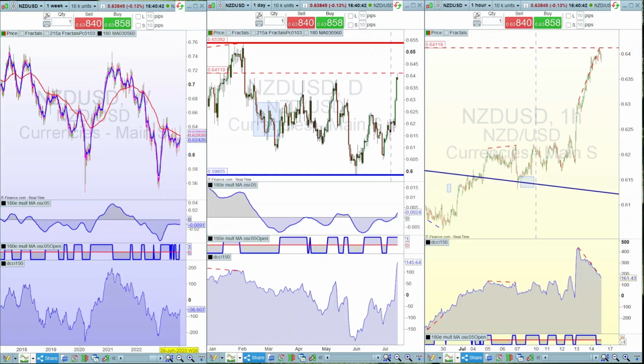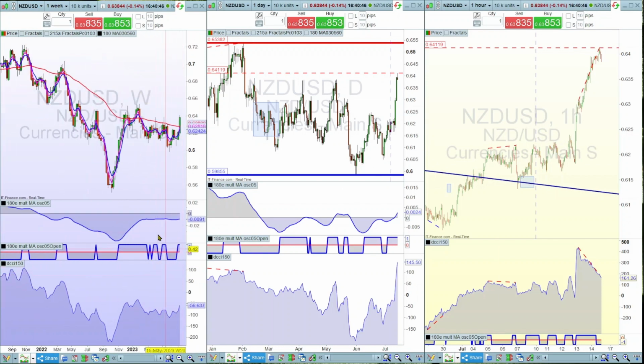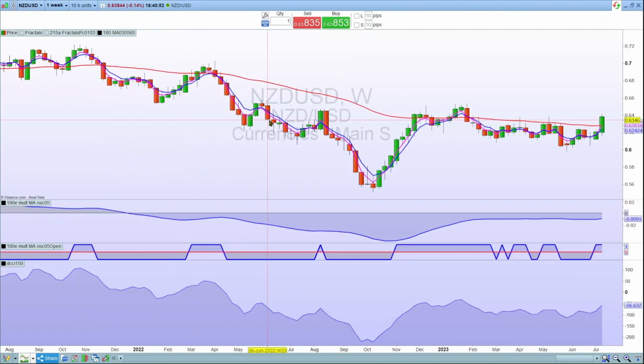It's July 14, 2023. This is the New Zealand US dollar currency update. We're bullish on our weekly, bullish on our daily. However, we may have hit a key resistance up here, and I'll talk about that in a minute. We've also got a divergence on that hourly time frame.